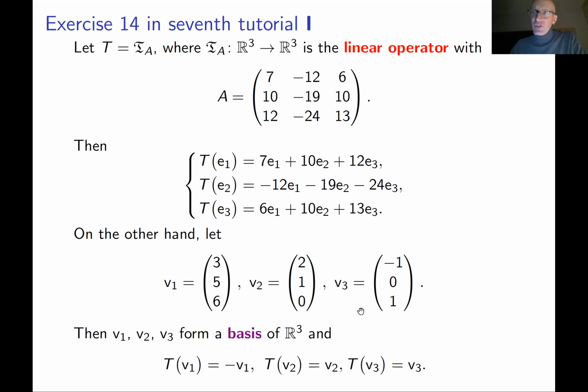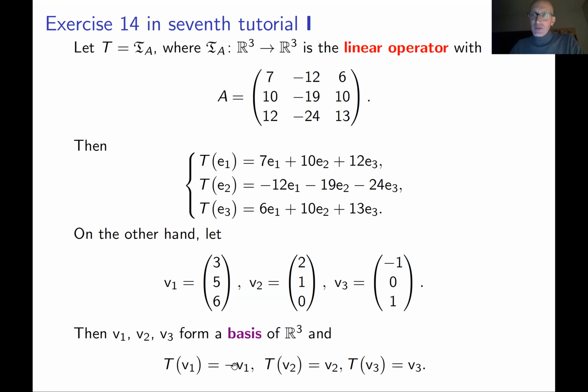And with vectors V2 and V3, it's even simpler. You multiply A by V2 and you get back V2. And you take matrix A and multiply by V3 and you get V3. So this is definitely simpler. In particular, as we're going to see a little bit later on the next slide, the matrix of your linear operator T with respect to this basis V1, V2, V3 is a diagonal matrix with entries -1, 1, and 1. It just follows from our definition.